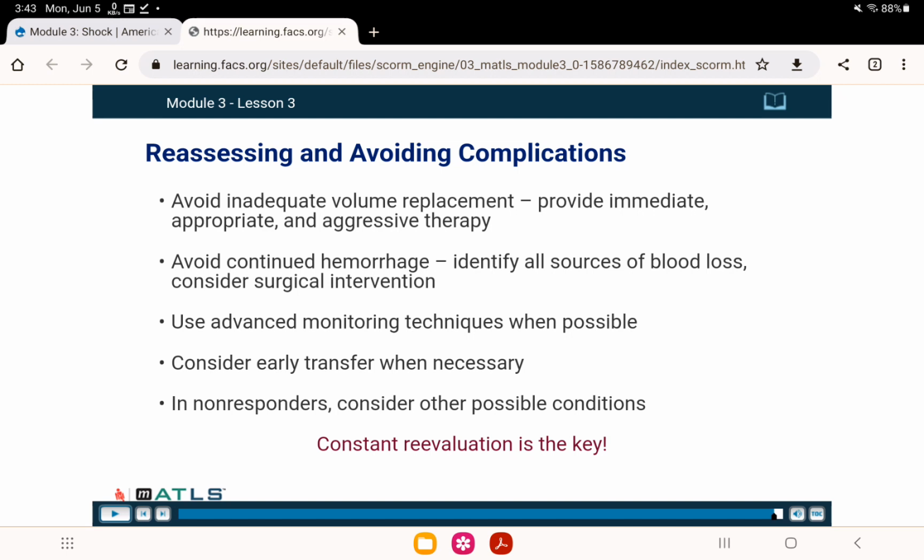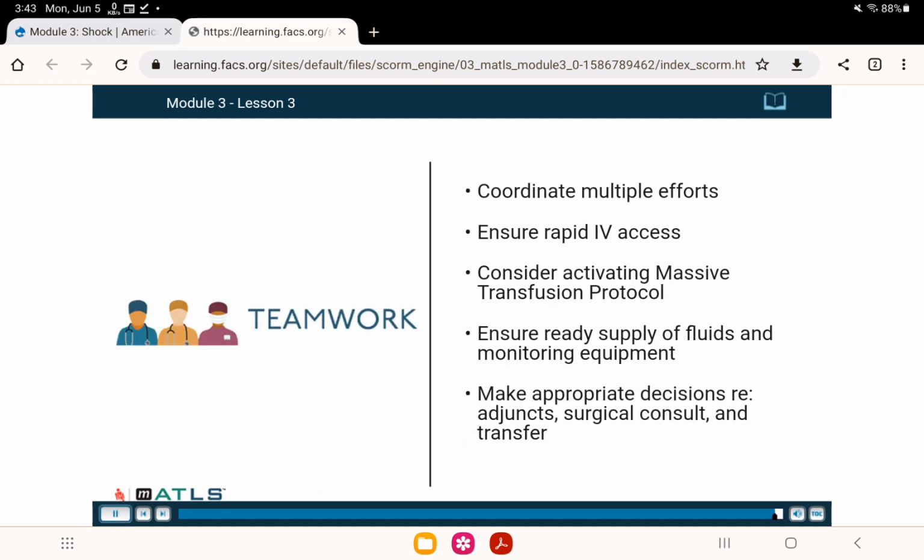One of the most challenging situations a trauma team faces is managing a trauma victim who arrives in profound shock. Identifying and controlling the site of hemorrhage with simultaneous resuscitation involves coordinating multiple efforts.